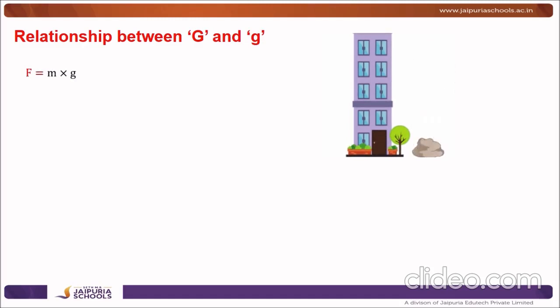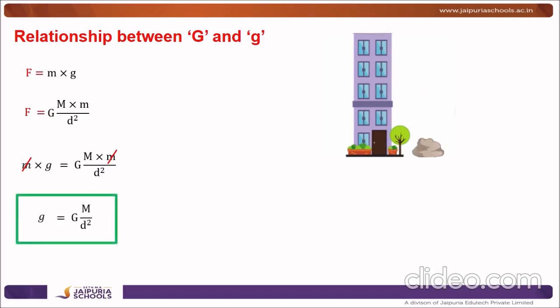In this formula, I'm using small g in place of a, because in the case of falling, the acceleration is not the simple acceleration, it is the acceleration due to gravity, and that is why we use small g here. We also know the formula to calculate the force between two objects in the universe. By using these two formulas, we can write this. We can see that m is common on the right hand side and the left hand side, so we can cancel the small m, that is the mass of the falling object.